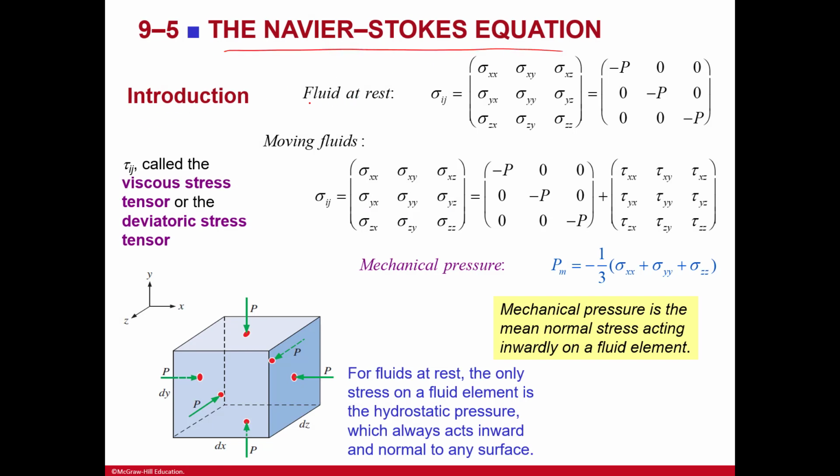And so here is a matrix for fluid at rest, and then for moving fluids, and then mechanical pressure. And so mechanical pressure is the mean normal stress acting inwardly on a fluid element. And when you see this inscription here, it's called the viscous stress tensor or the deviatoric stress tensor. And so for fluids at rest, the only stress on a fluid element is the hydrostatic pressure, which is always acting inward and normal to any surface.